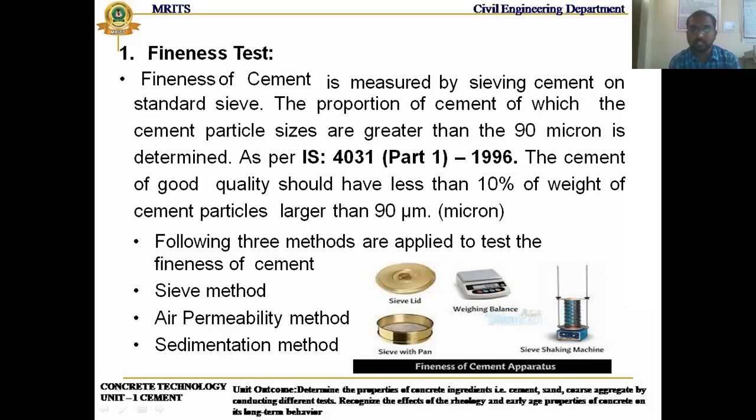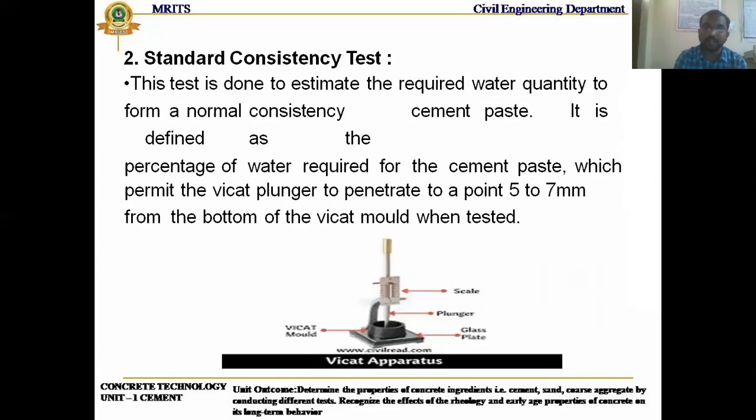This is the apparatus used for the fineness test: a sieve shaking machine, which consists of a sieve shaker with pan, and a weighing balance. There are three methods which can be used to determine the fineness of the cement: the sieve method, the air permeability method, and the sedimentation method. We will prefer the sieve method of determining the fineness.